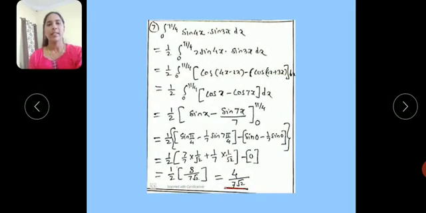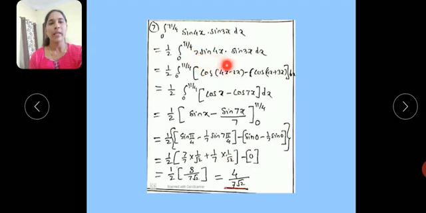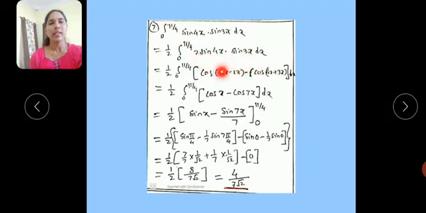Now example number 7. Integral from 0 to pi by 4 of sin 4x minus sin 3x dx. This is equal to 1 by 2, integral from 0 to pi by 4 of 2 sin 4x into sin 3x dx. This is equal to 1 by 2, integral from 0 to pi by 4 of cos.